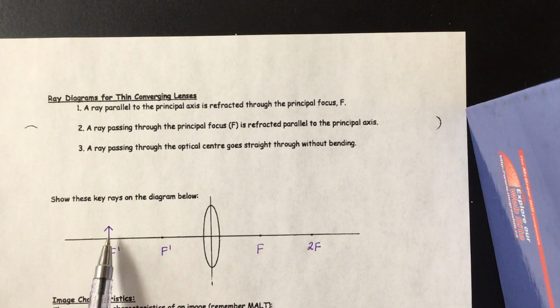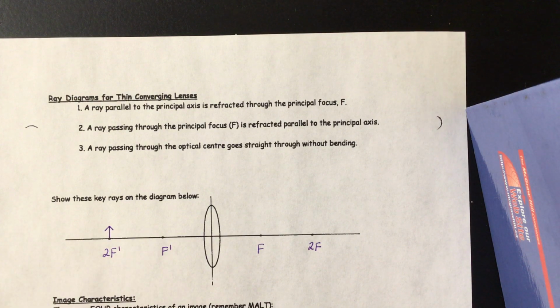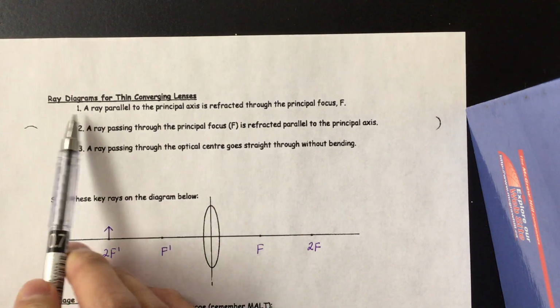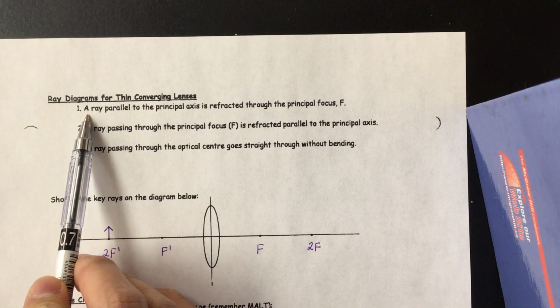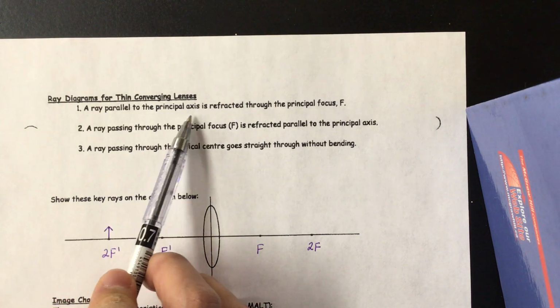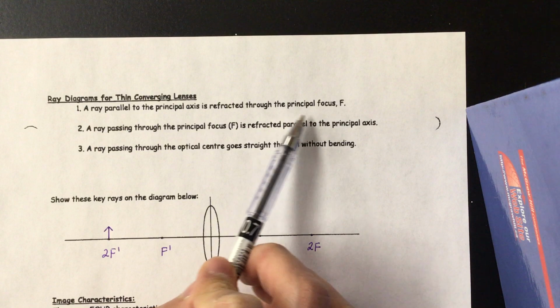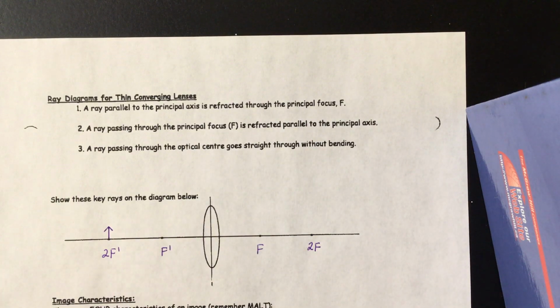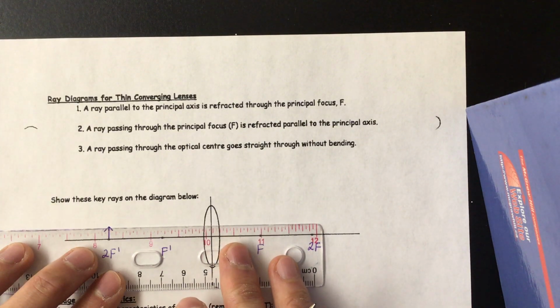This arrow is my object. If you're doing this from home, please draw on 2F prime a 0.5 centimeter arrow, and that represents your object. Let's read our rules for ray diagrams. A ray parallel to the principal axis is refracted through F. We've already done that one, so let's sketch it and show what that looks like.